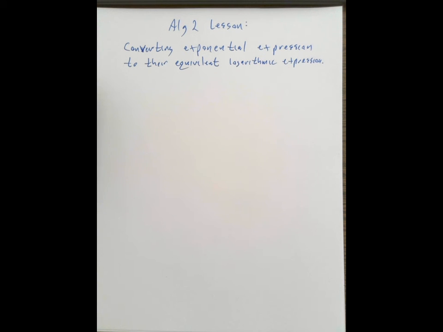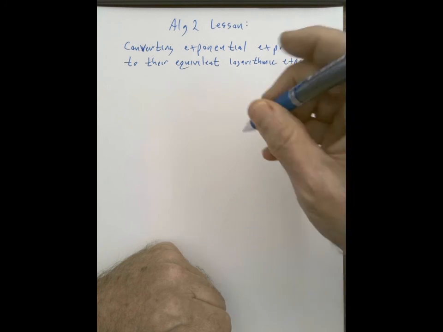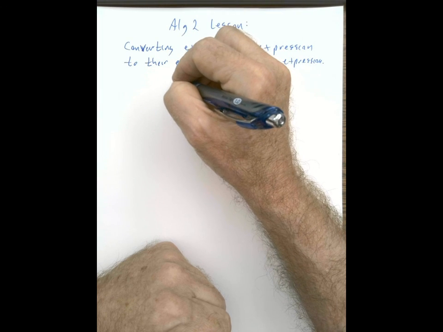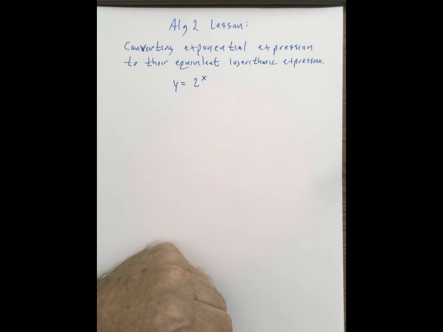Okay, so here is our Algebra 2 video for today. It's about logarithms and exponents. Last time we were together, we defined the idea of a logarithmic function. We said that a logarithmic function is one where you start with an exponential equation like y equals 2 to the x, and what we would do is switch the x and the y.